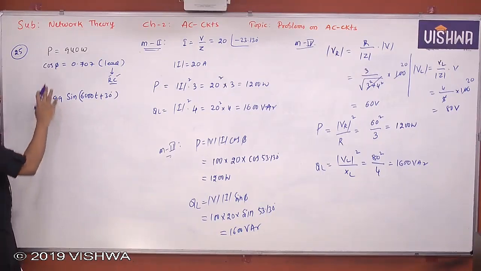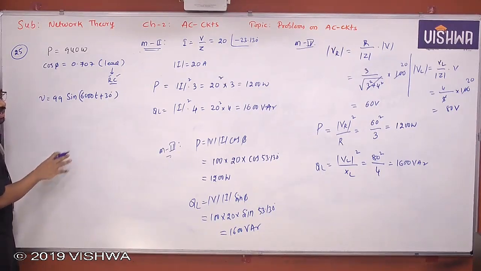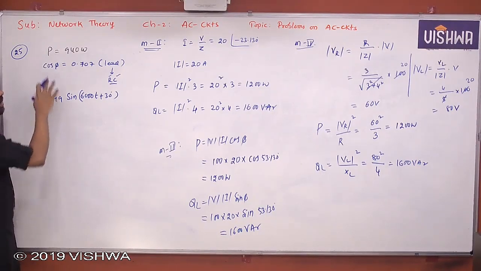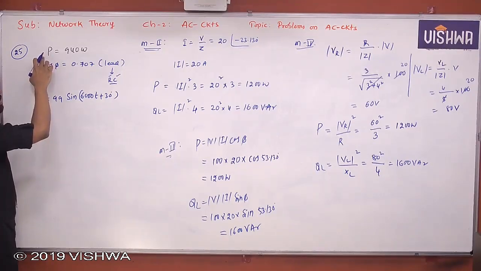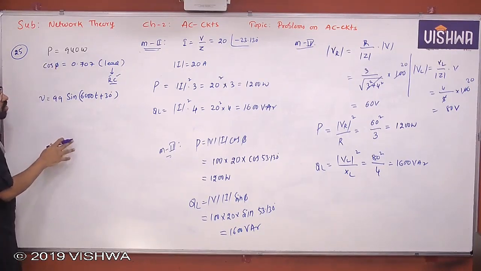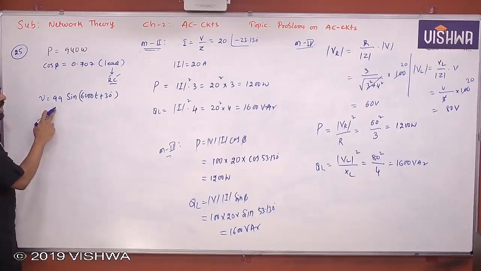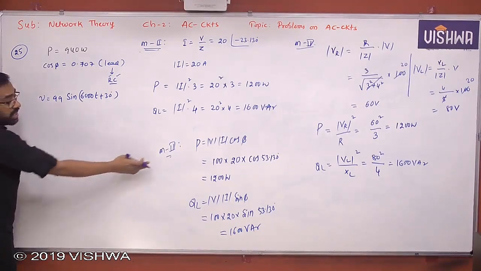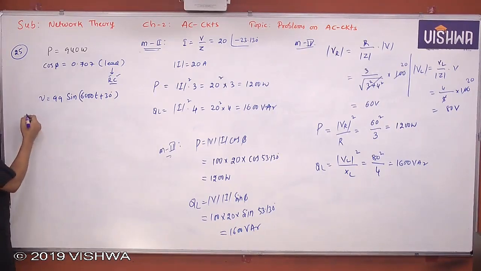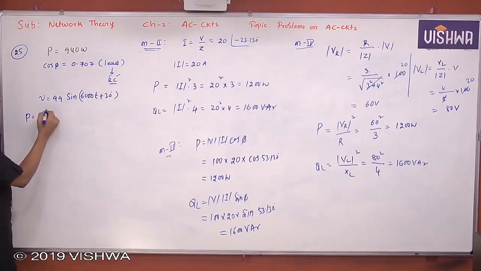To find I, from active power, voltage and current relationship, what do you have? P can be written as I_R square R. P can be written as V_R square by R. P can be written as VI cos phi. In this context, to find I, VI cos phi is more suitable. So therefore, P is equal to VI cos phi. V is nothing but what? 99 by root 2.